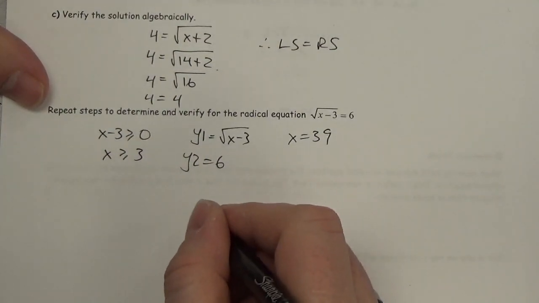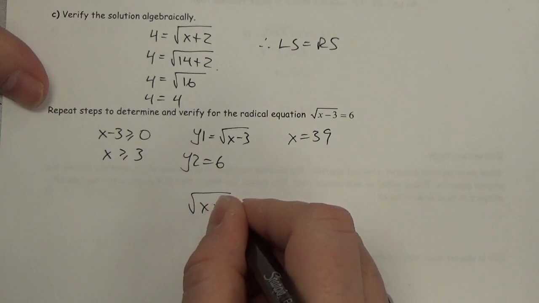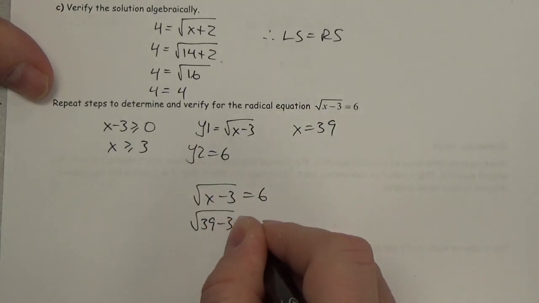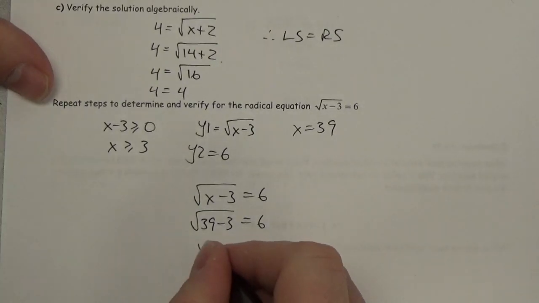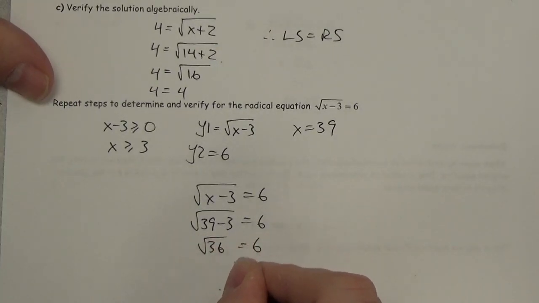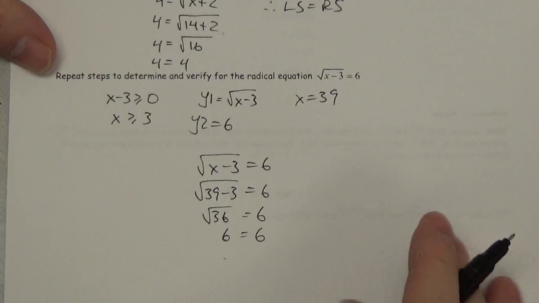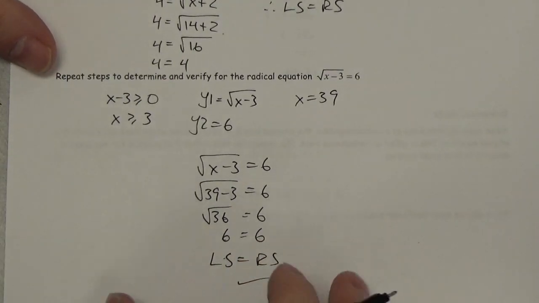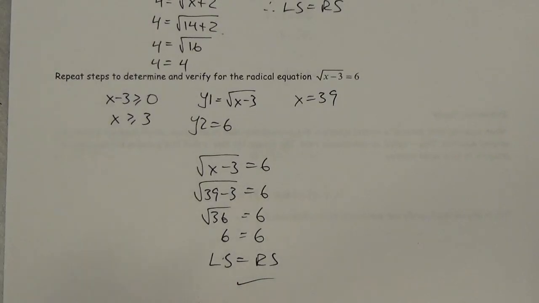So let's check this. The square root of x minus 3 is equal to 6. That's the square root of 39 minus 3 is equal to 6. That is the square root of 36 equals 6. So 6 is equal to 6, which means the left side is equal to the right side. I'm good. Okay, excellent.